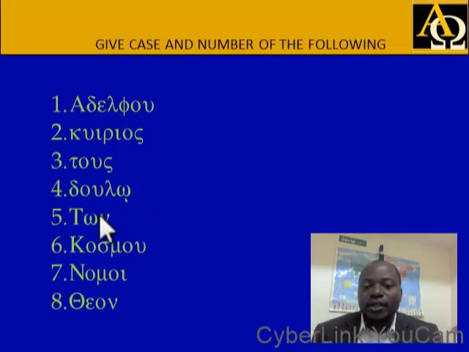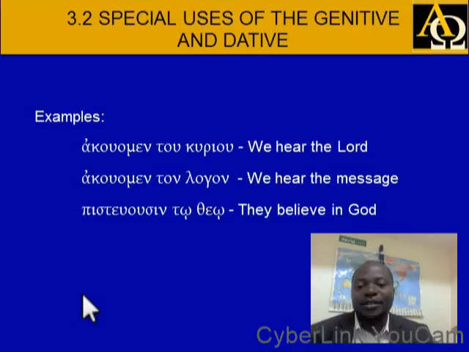No, dulo is dative, plural. Ton is dative, plural. Cosmo is genitive, singular. Nomoi is nominative, plural. And theon is accusative, singular. Okay, so you should be able to look at your chart and see the endings of these words and be able to classify them appropriately.